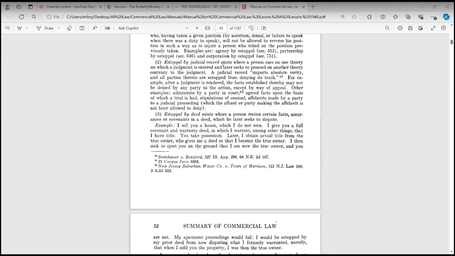Estoppel by judicial record exists when a person sues on one theory on which a judgment is entered and later seeks to proceed on another theory contrary to the judgment.